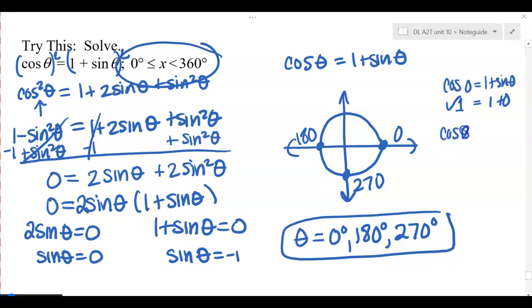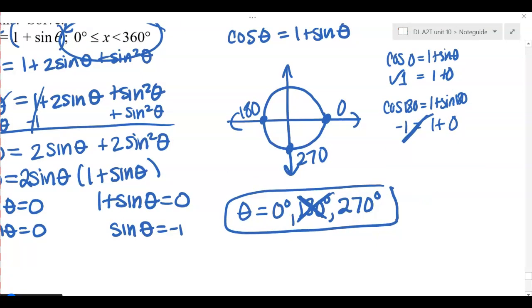Let's test 180. So cosine of 180 and 1 plus sine of 180. So cosine of 180 is -1. Sine of 180 is 0. This actually doesn't work. So 180 is actually extraneous. And now I'm going to check 270. So cosine of 270, does it equal 1 plus sine of 270? So cosine of 270 is 0. 1 plus -1 is 0. That works. Okay.